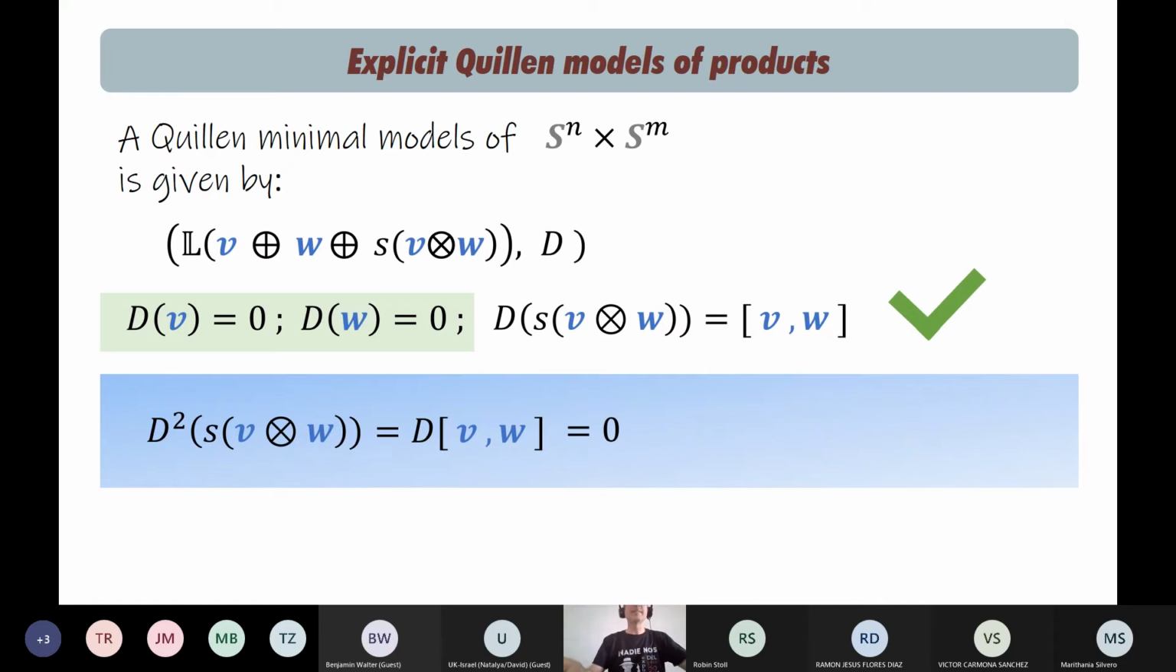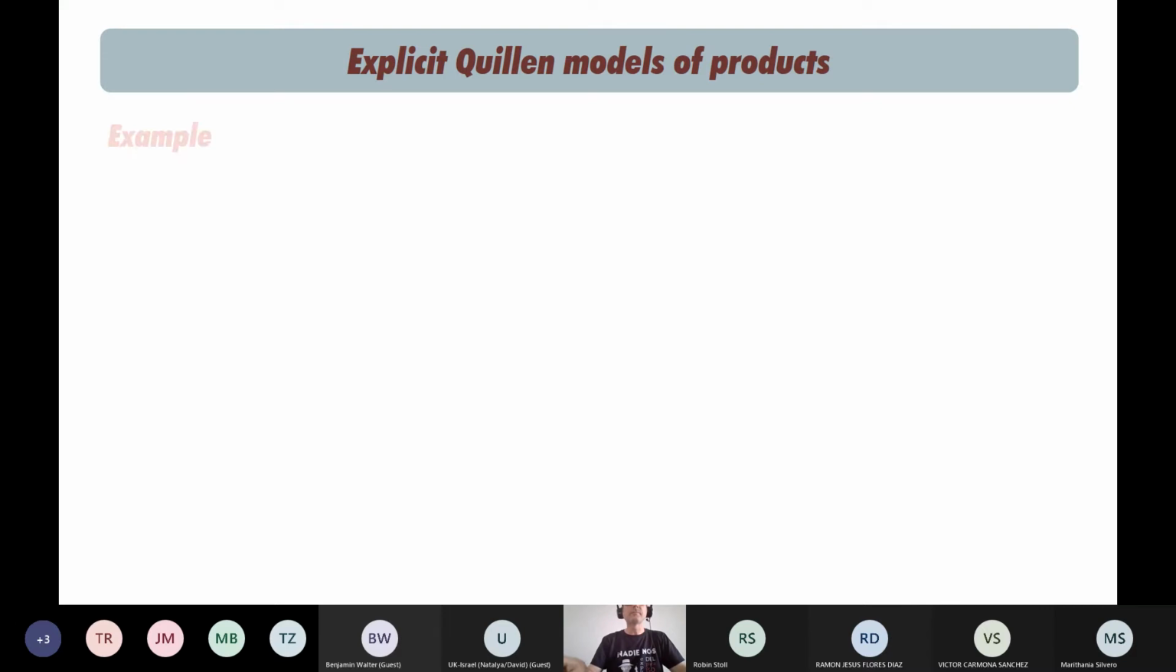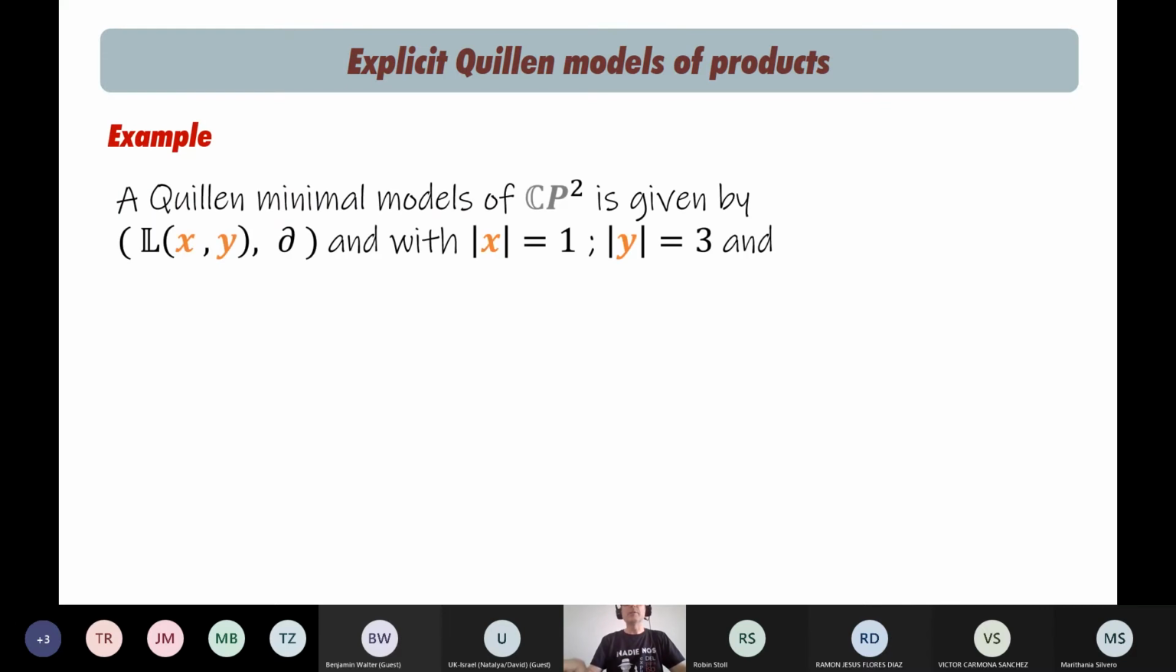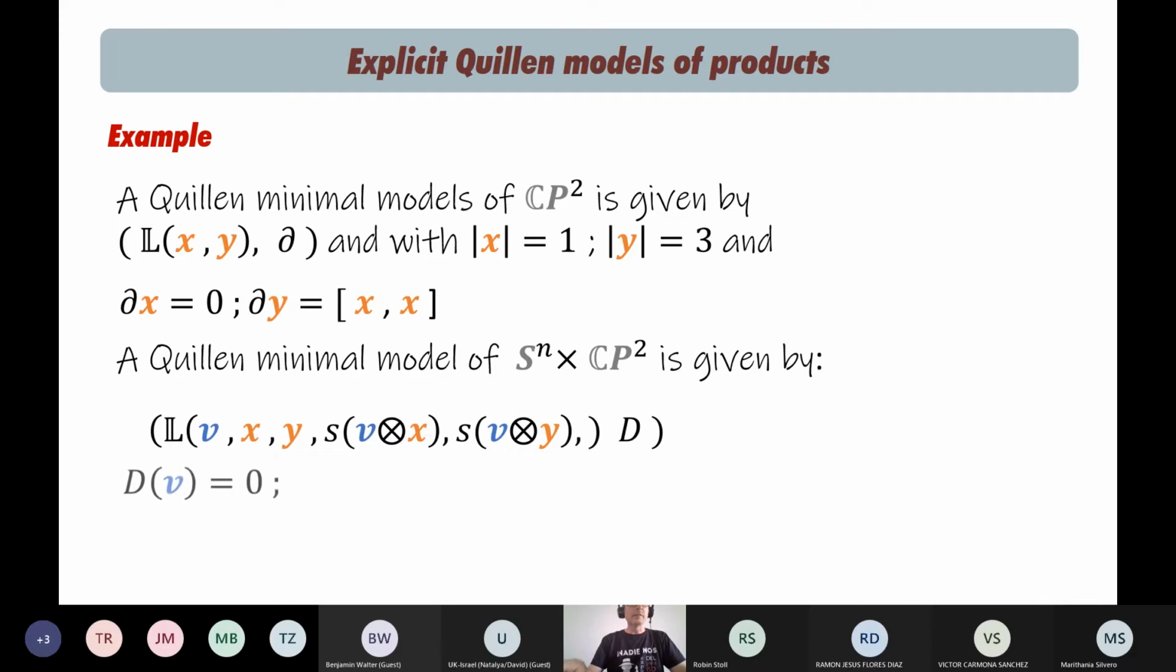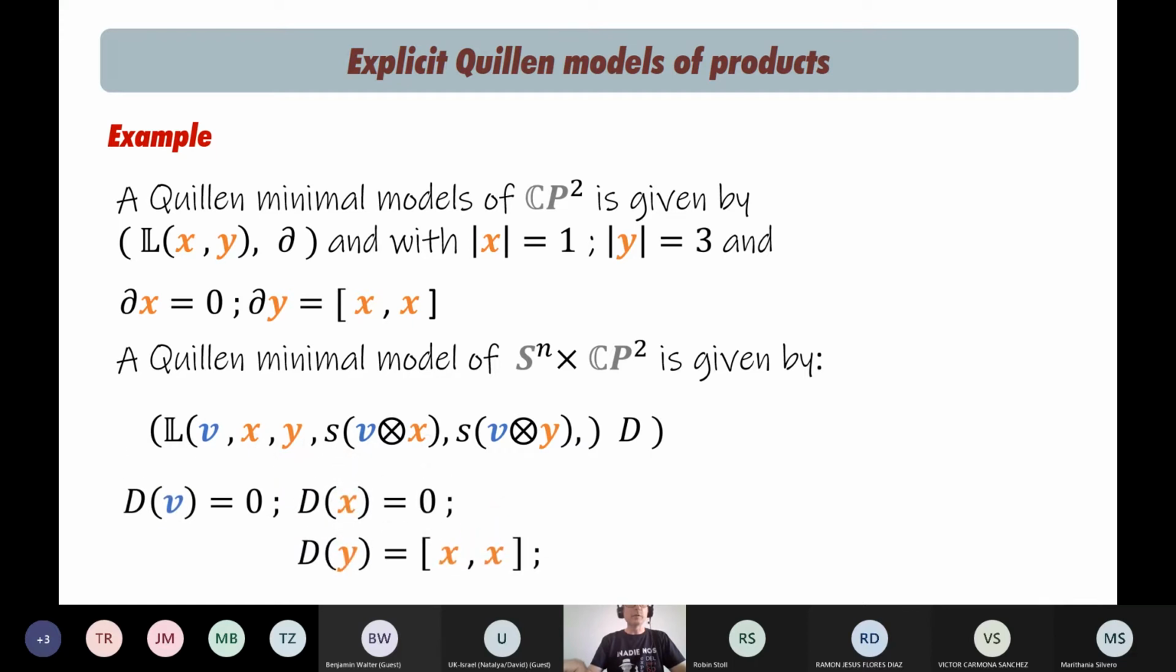This is the only example which is really simple, because, for example, if we complicate the things a little bit and we take a complex projective plane whose model has 2 generators and the differential of x is 0 and of y is the bracket of x with itself, and we take y to be a sphere, then a model in this case is given by this free Lie algebra. The differential of this is the same as in the factors. The differential of this suspension is the bracket of V and X.